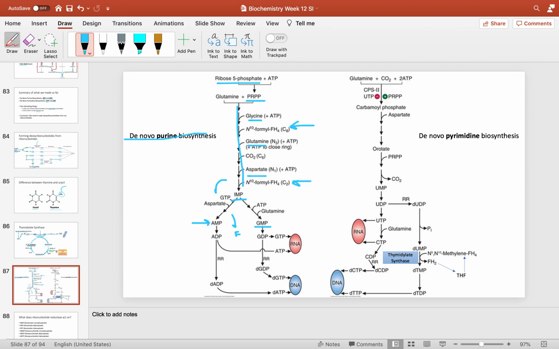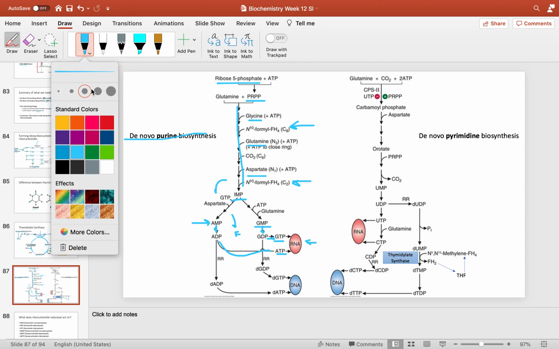So now, these guys can be phosphorylated twice. So AMP can be turned into ADP, and then later ATP. Whereas GMP, similarly, can be converted into GDP and GTP. And both GTP and ATP that we just produced are ribonucleotides, so they can be used to produce RNA.